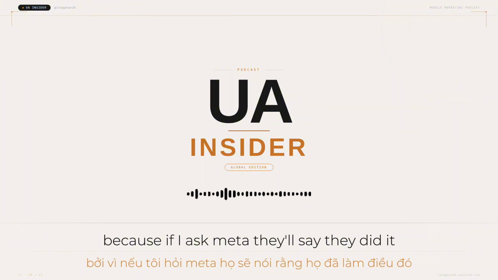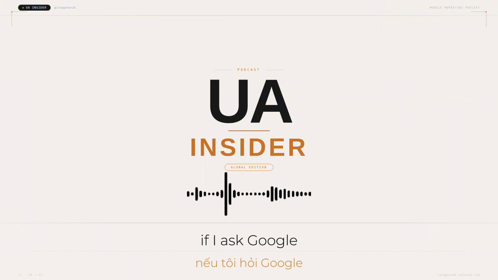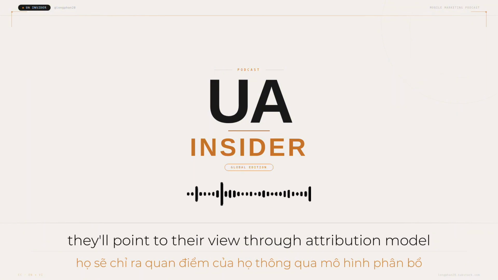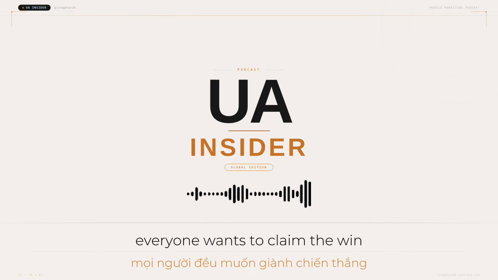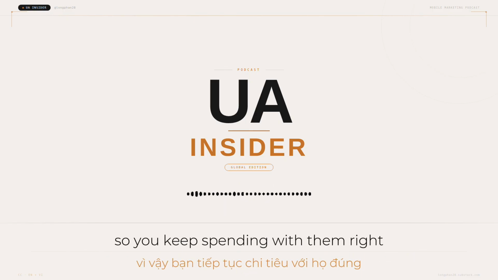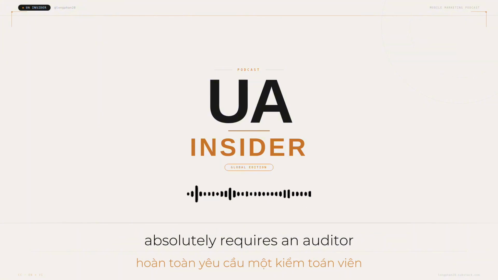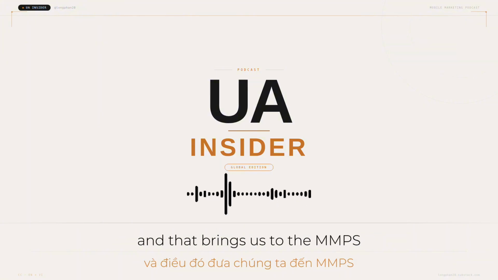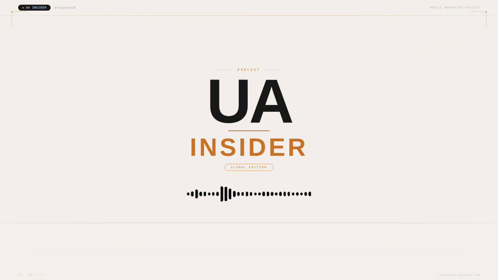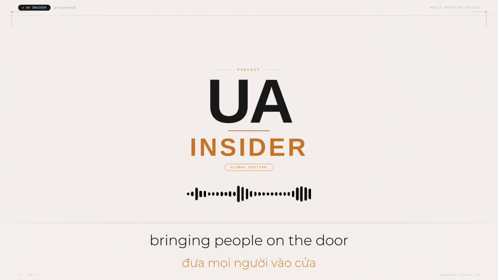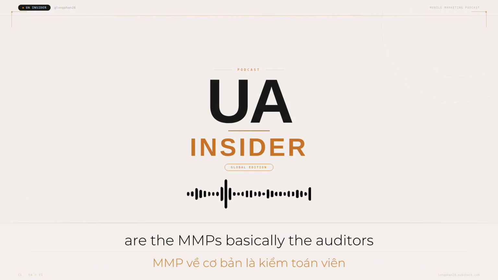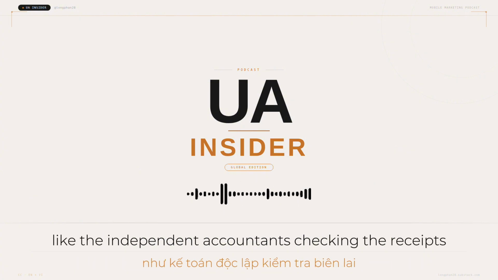Because if I ask Meta, they'll say they did it. If I ask Google, they'll point to their view-through attribution model and say, no, we proved we did it. Of course they will. Everyone wants to claim the win, so you keep spending with them. Right. This is where the whole system absolutely requires an auditor. And that brings us to the MMPs. The mobile measurement partners. Exactly. AppsFlyer, Adjust, Singular. If the ad networks are the salespeople bringing people in the door, are the MMPs basically the auditors, like the independent accountants checking the receipts?